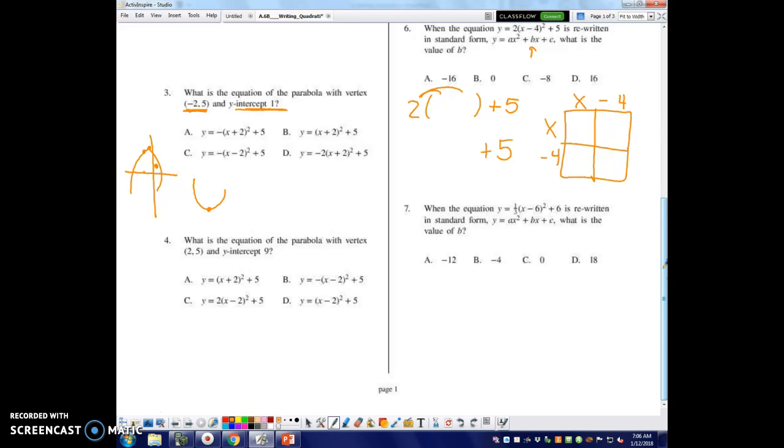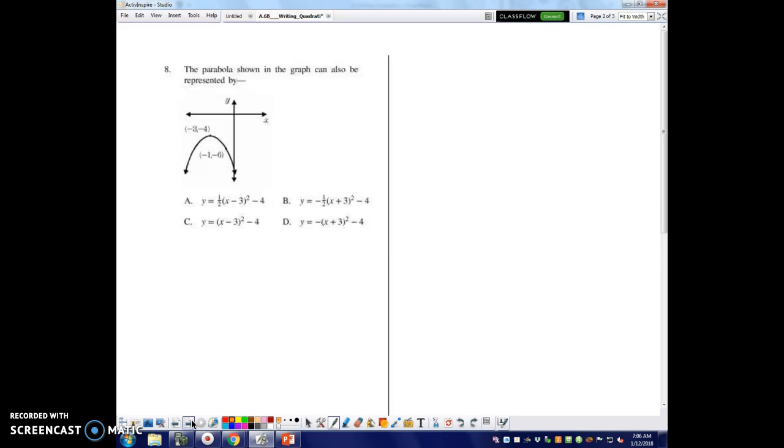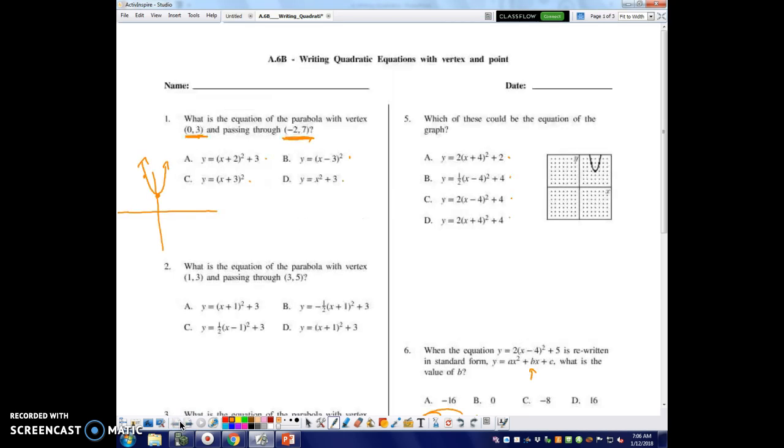Number 7 is the same thing as number 6. And then let's look at number 8. The parabola shown in the graph can also be represented by what? Again, type in each graph and find the one that matches. Prove your work to me by drawing pictures of the graphs. That'll show me your work.